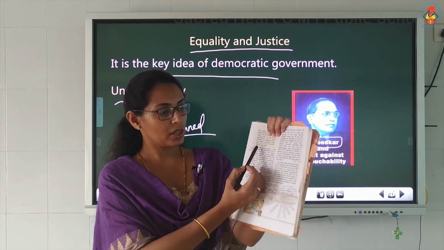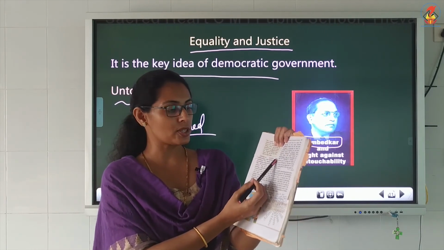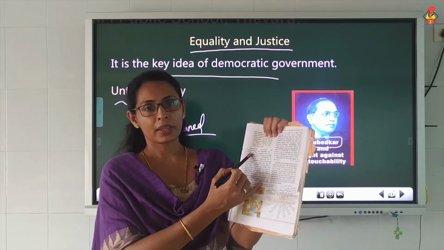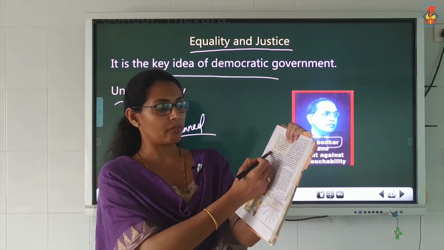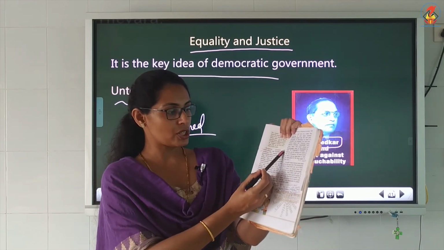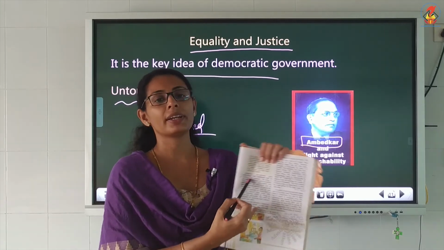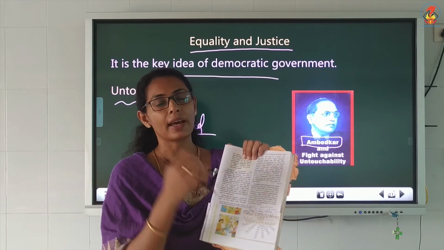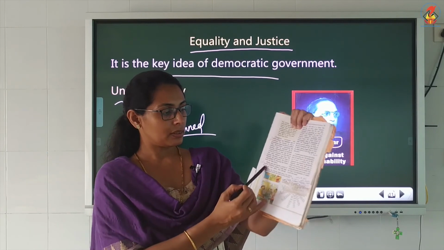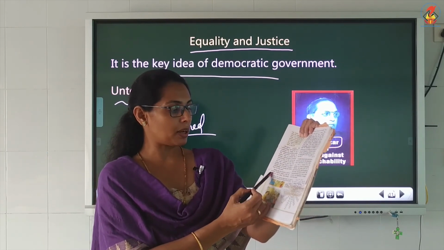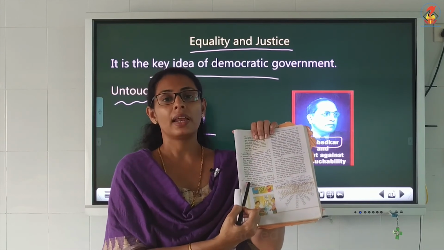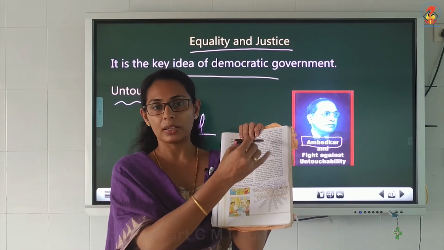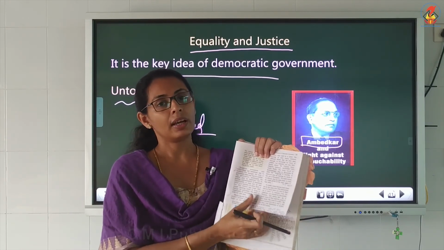Take the next page, the first line: religious processions and celebrations can sometimes lead to conflict. Keep in brackets and write the question there: how? Read the full paragraph, make out your points and study. Then in the next paragraph, rivers can become a source of conflict between states. First line, keep in brackets, write nearby the question: how? Then from here to here will be the answer. You read and find out the answers.